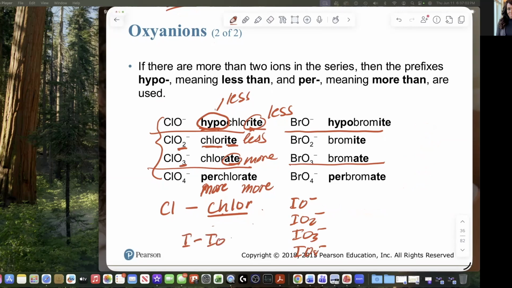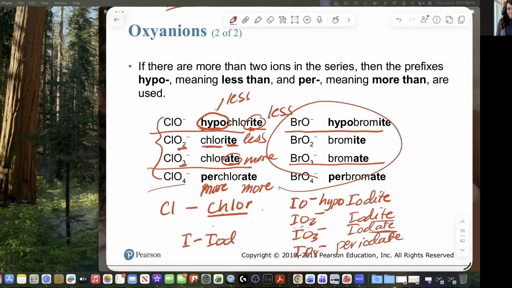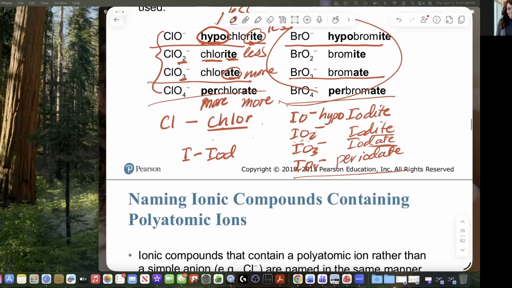This has a stem word iod. So the regular IO2 minus is iodite. The top one will have to be hypoiodite, because hypo is a prefix that indicates less than. Above the iodite is going to be iodate, because it's more oxygen than the ite. And then more than ate would be periodate. So you have the bromate series right here: chlorates, bromates, iodates.